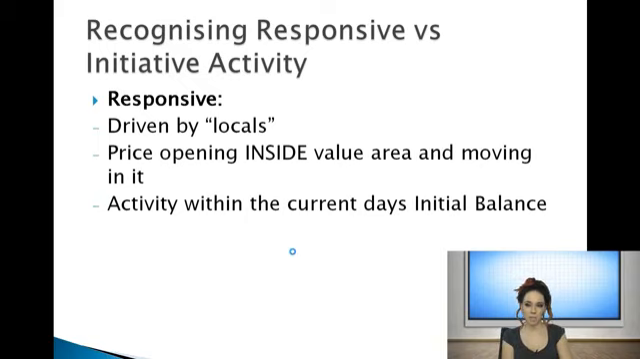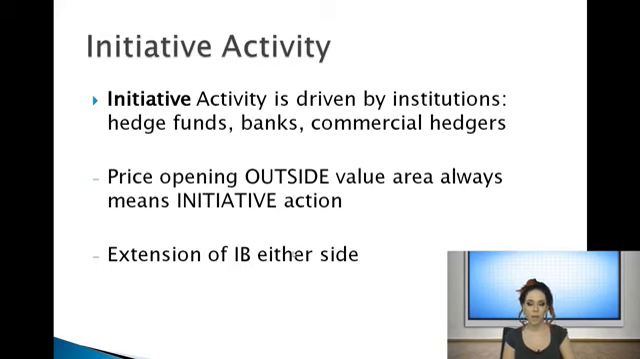Okay, next. If prices open outside value and we see continued activity in the same direction, this is then called initiative buying. That means that the market is out of balance. And once you see the market out of balance, it is usually the institutions that are making the moves. And really, since they are the ones with pockets deep enough to move the markets, we expect to see the extension of initial balance on those days.